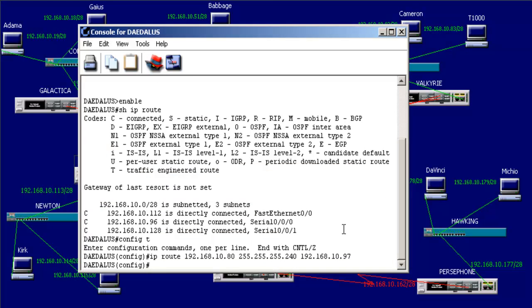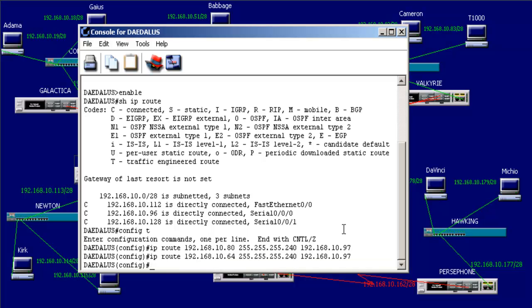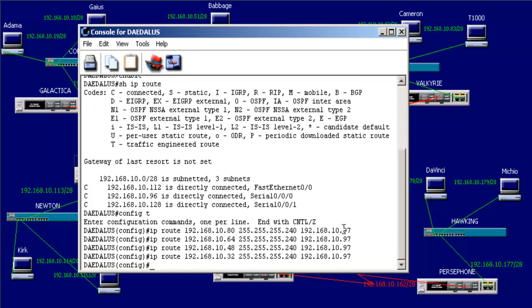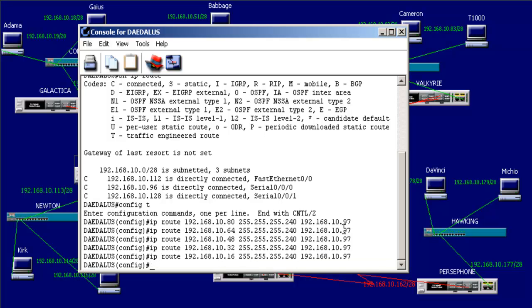And all of our traffic that's going lower is going to go in the same direction. So once again, I'm just going to keep using that static IP there. And so 80, let's do subnet 64, based on a multiple of 16 or block of 16. Let's do subnet 48. Let's do subnet 32. And let's do finally the subnet 16, our very first subnet. And that way all the lower traffic is traveling in the right direction.